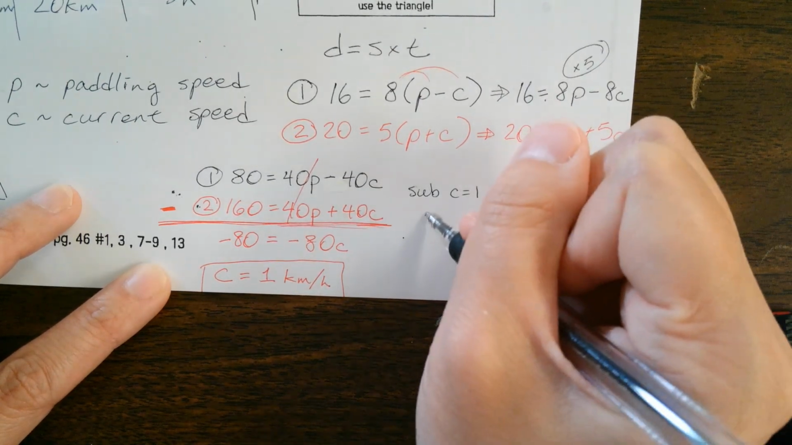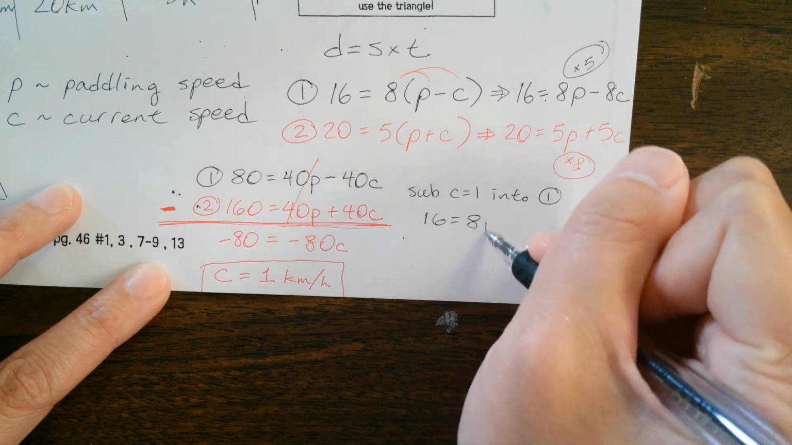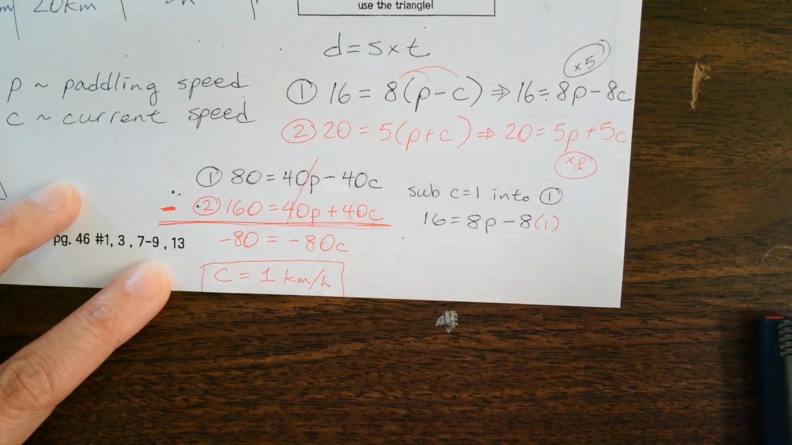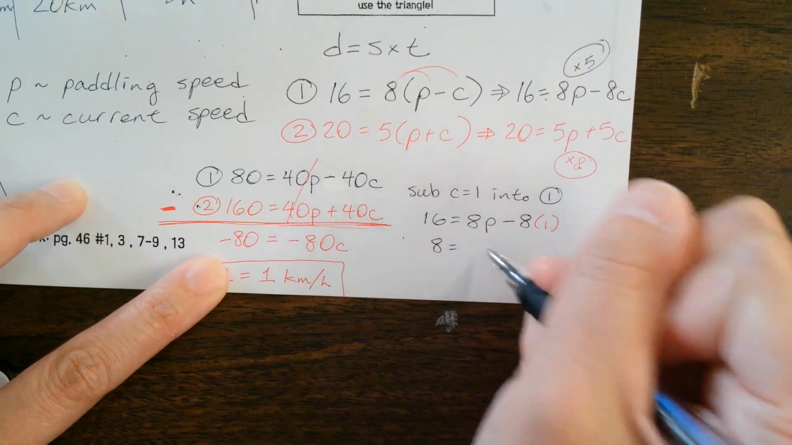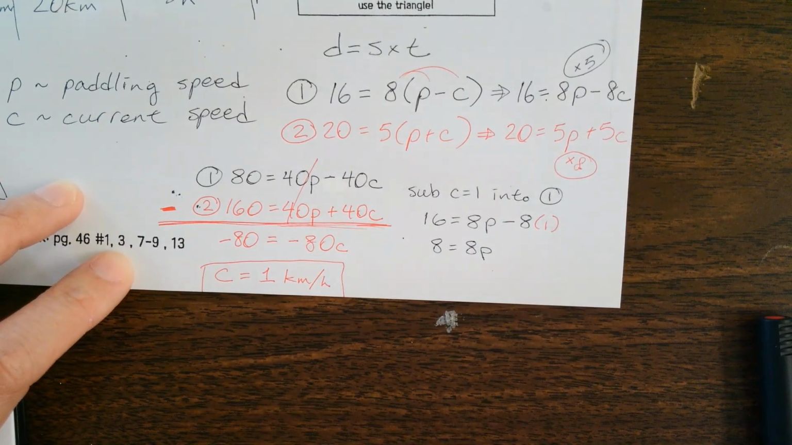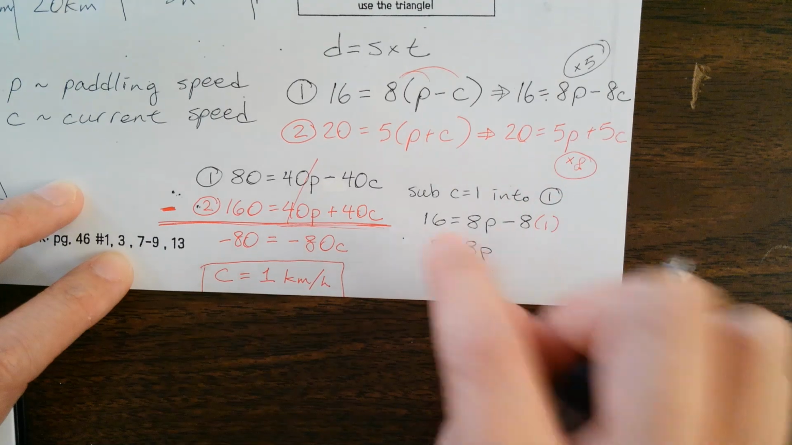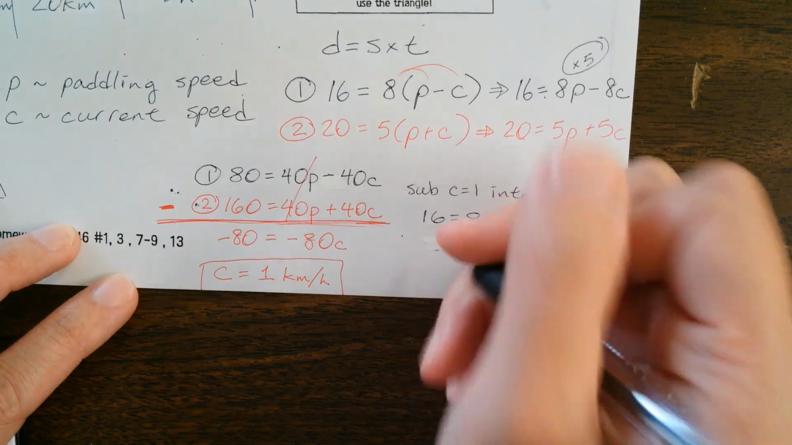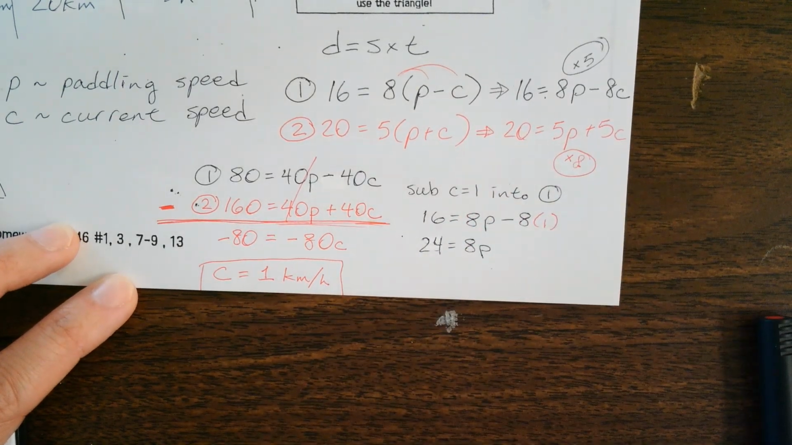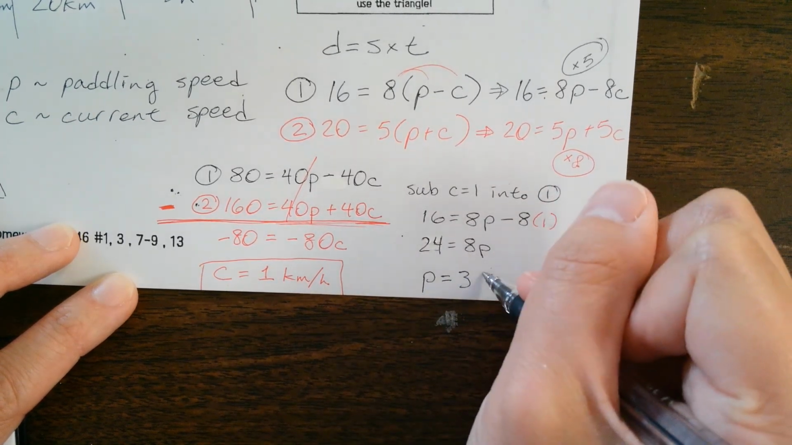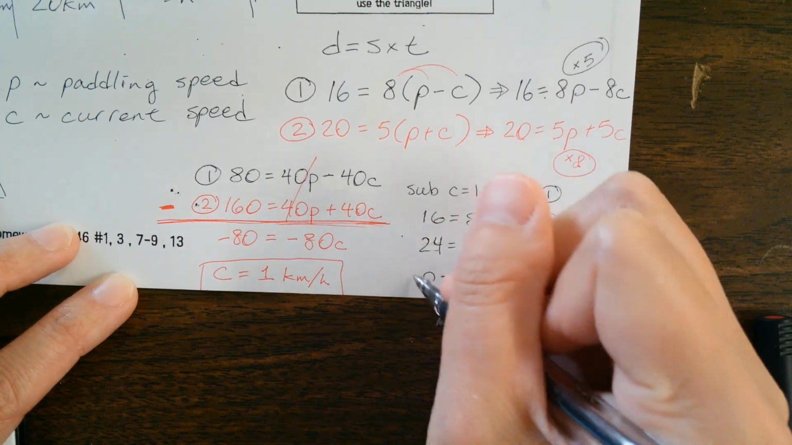So 16 equals 8p minus 8 times 1. So you get 8 equals 8p. Is that right? Did I do something wrong? Oh, no, 24. When you move this over, 16 plus 8 is 24. So then when you divide it, P equals 3 what? Kilometers per hour.